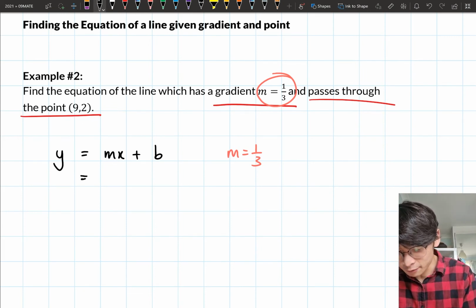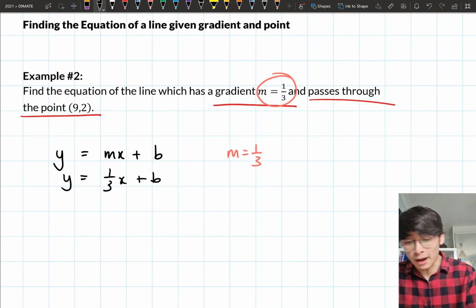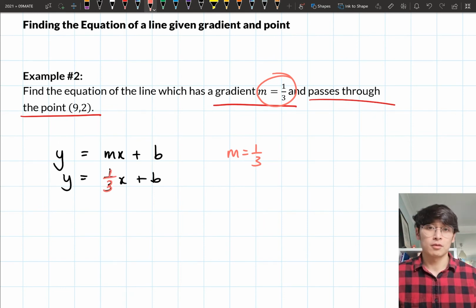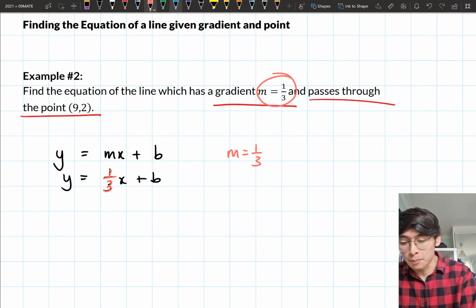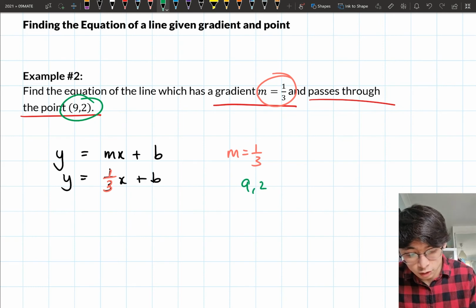So here I'm going to have 1/3x plus b. I'm just going to write y here for that. So that's the first step. I've just substituted my gradient into my line. Okay, now the second part is that they tell me that we have a point 9, 2. So I'm going to write here, I've got this point 9, 2.